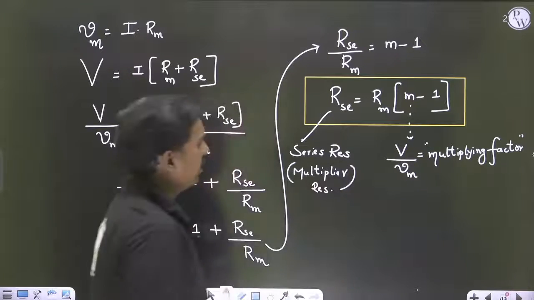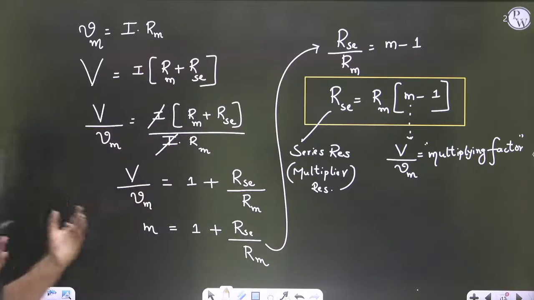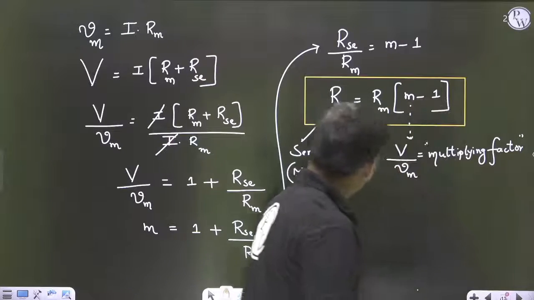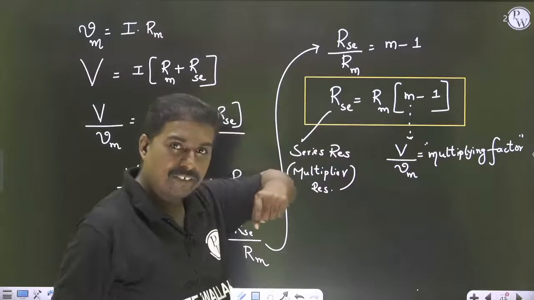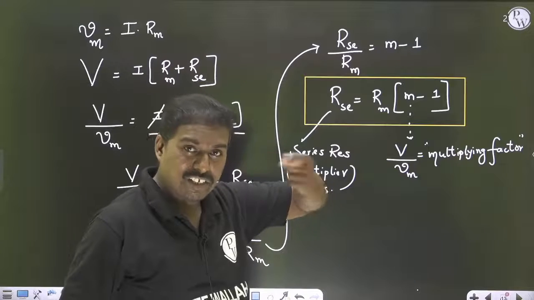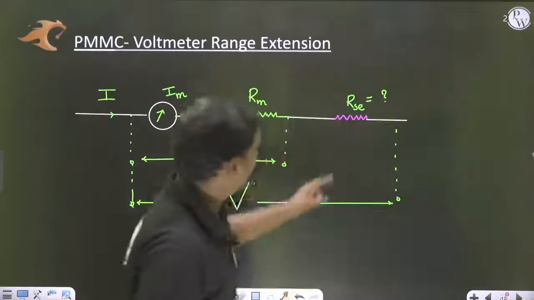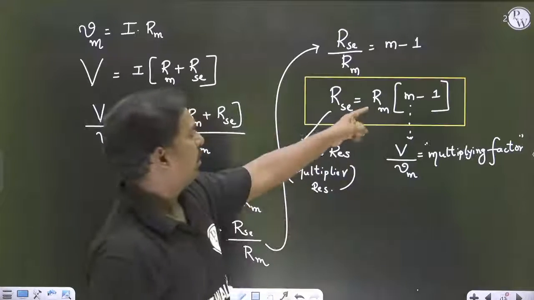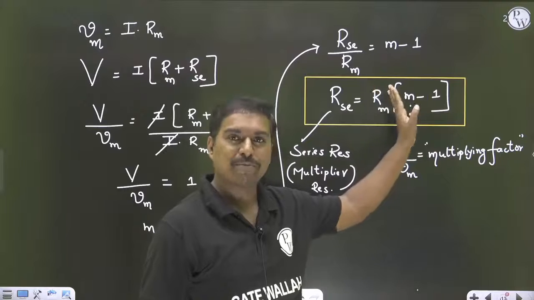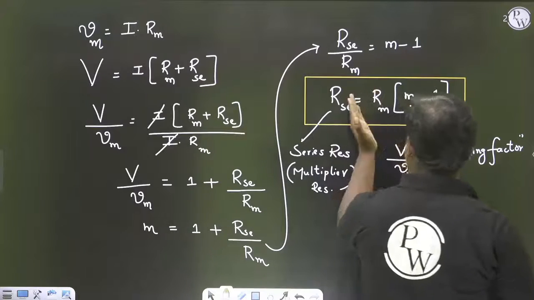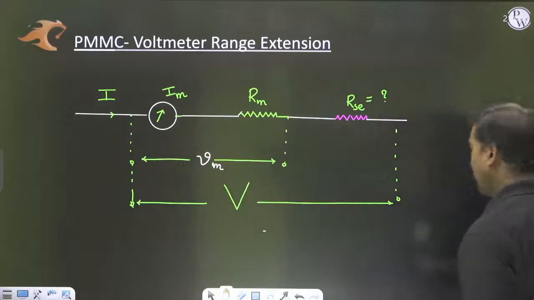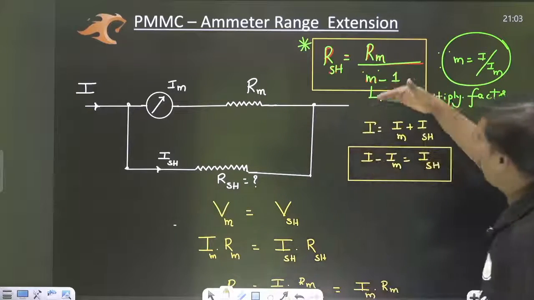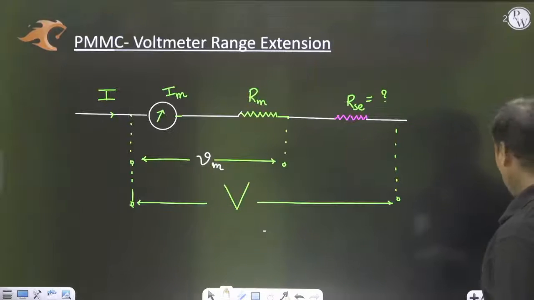So dear aspirants, it is easy to remember: the series resistance, the resistance comes in series. In a similar way, here the term M minus 1 comes after Rm. Whereas for the shunt resistance, it comes down. That's why M minus 1 is down. So these are the important formulas.